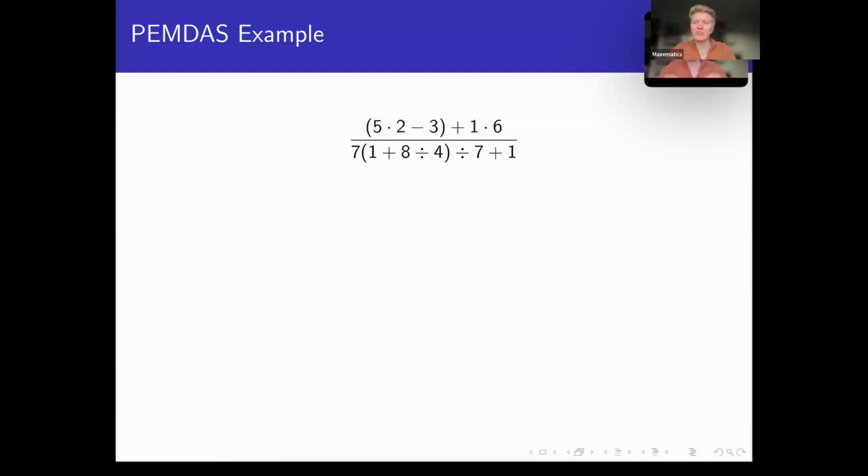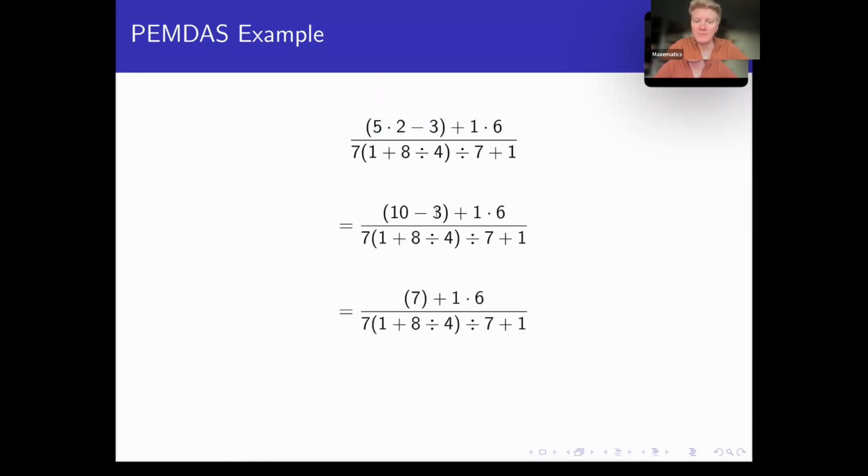So let's take care of just the numerator for right now. Well, we have parentheses. We've got to take care of these parentheses first. Inside the parentheses, we have a multiplication and then a subtraction. But again, multiplication takes precedence over addition and subtraction. So we'll first do 5 times 2. 5 times 2 is 10. And then just to finish up the parentheses, 10 minus 3 is 7.